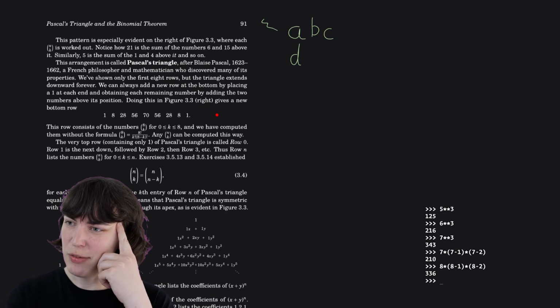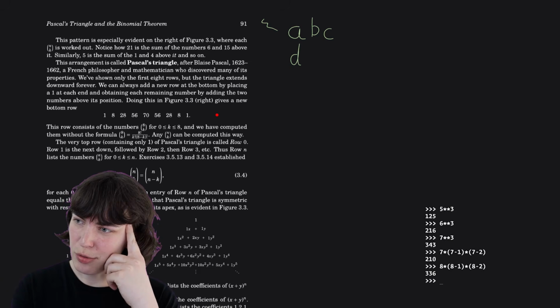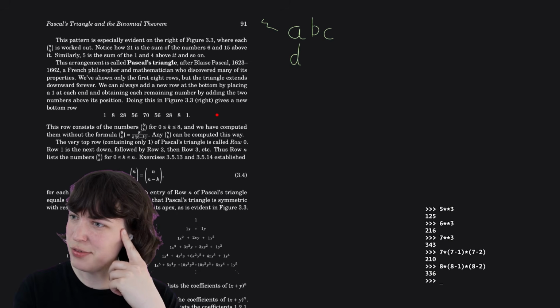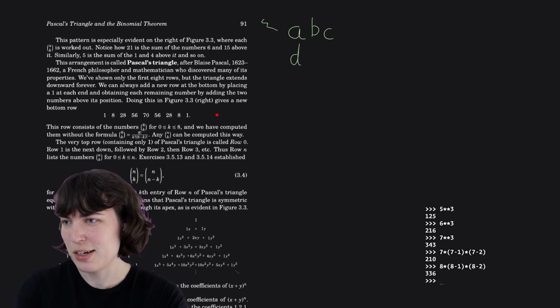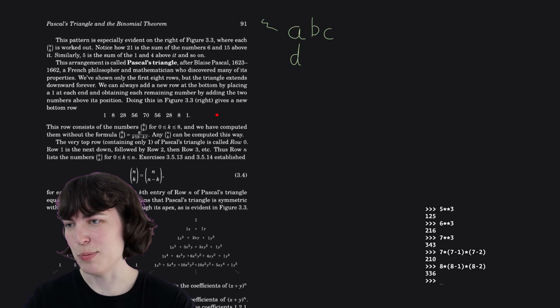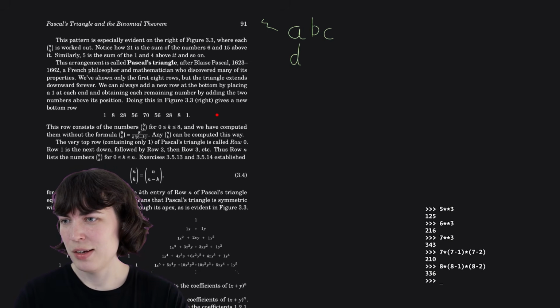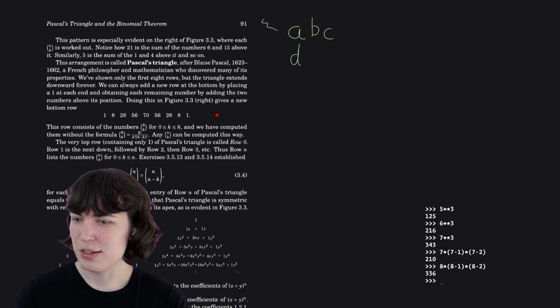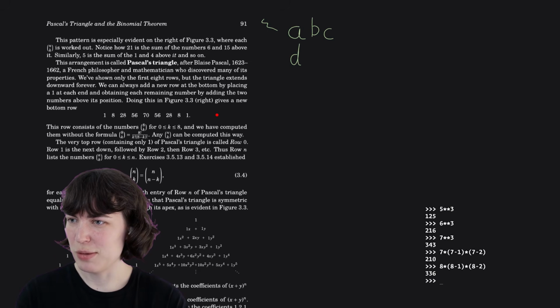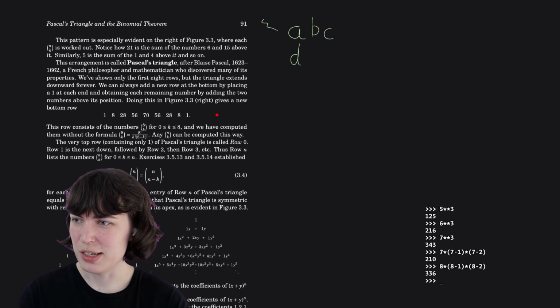This pattern is especially evident on the right of figure 3.3, where n choose k is worked out. Notice how 21 is the sum of the numbers 6 and 15 above it. Similarly, 5 is the sum of the 1 and 4 above it, and so on. This arrangement is called Pascal's triangle after, I think it's Blaise Pascal, correct me if I'm wrong, 1623 to 1662, a French philosopher and mathematician who discovered many of its properties.